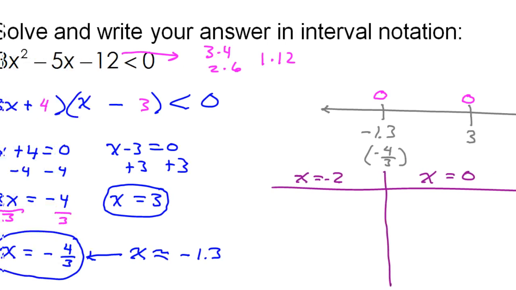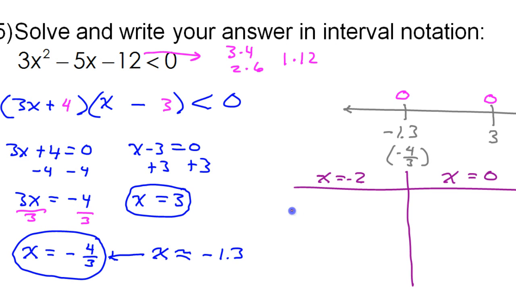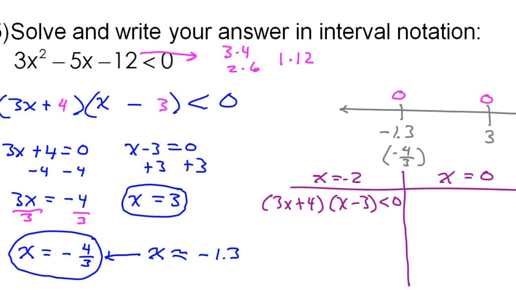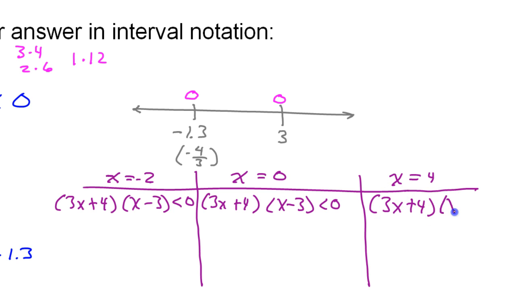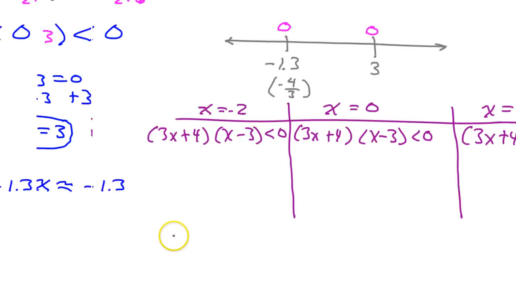Now, look at the original inequality. It is 3x plus 4 times x minus 3 is less than 0. I'm going to plug in these x values and see if it makes a true statement or not.